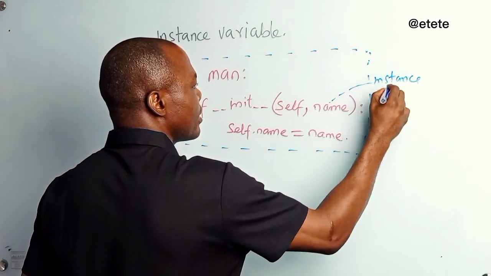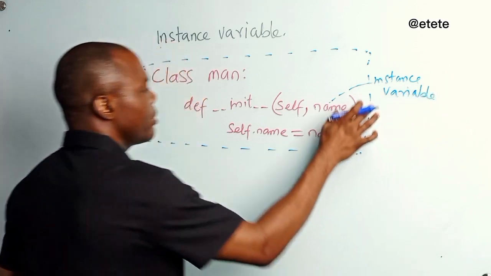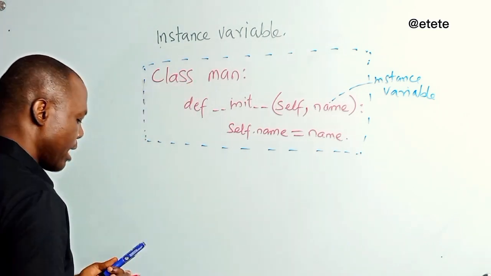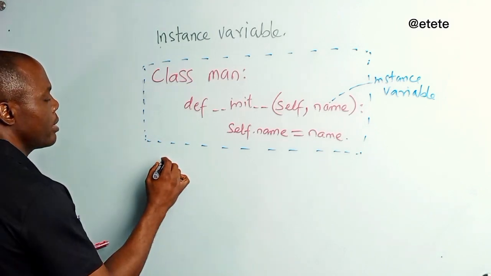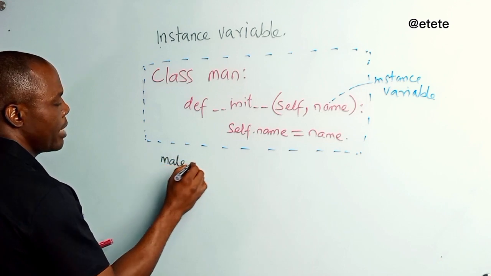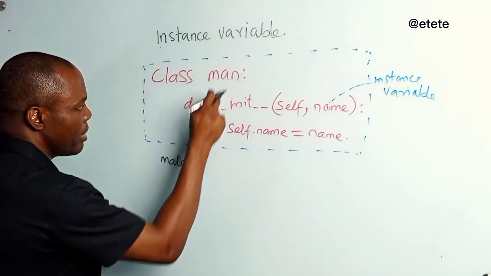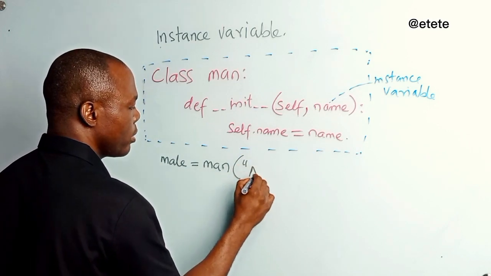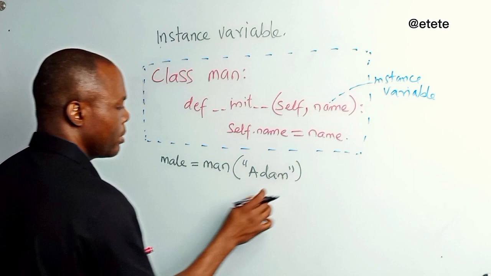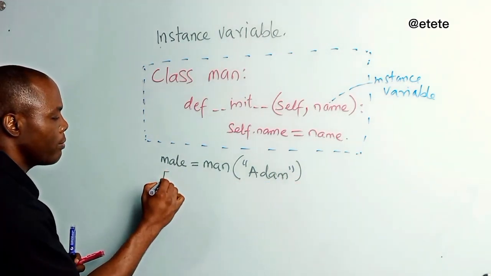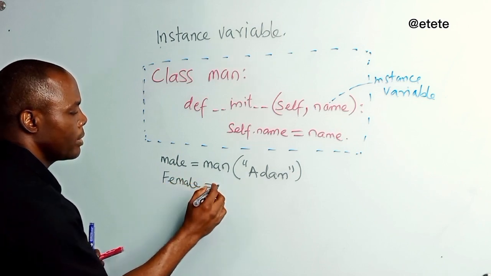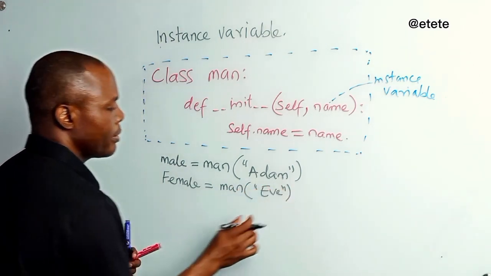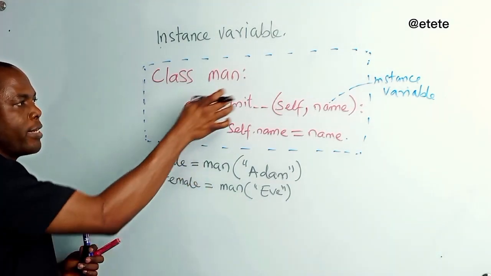Instance variable, right, that I've created for the class. Now I'm going to create an object of this class. So the object I'm going to create, I'll call it male, right? And then, so the class man, I'm creating this male inside this class. So man. And then I will give it this parameter, which is what? Adam. So I have created it, class man. Now I will create another one, female. And then still inside the class man. And then I will give it a name, Eve. Right? These are the two objects that I've created for this class.